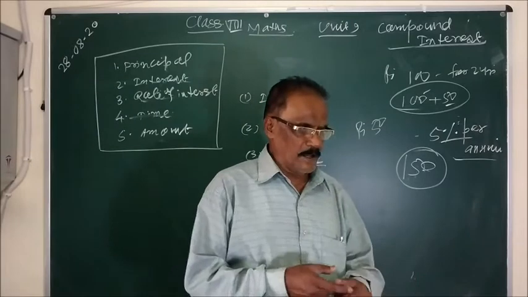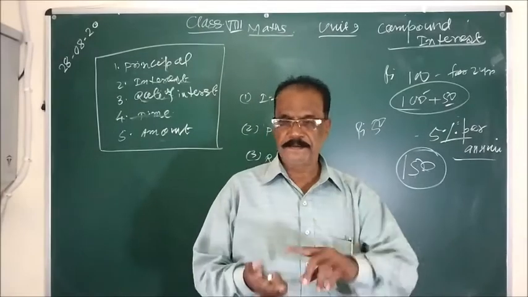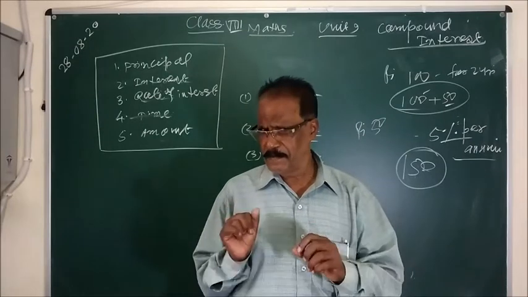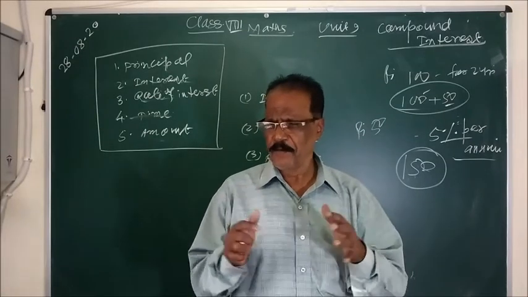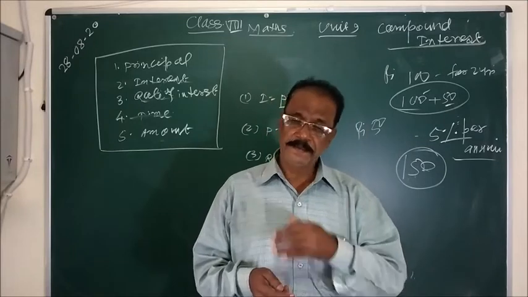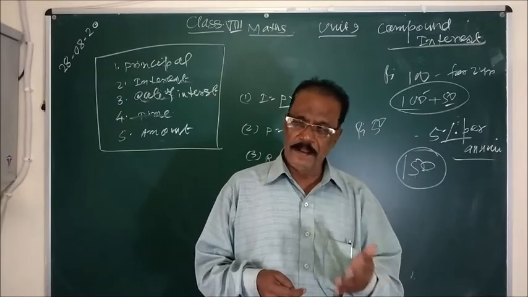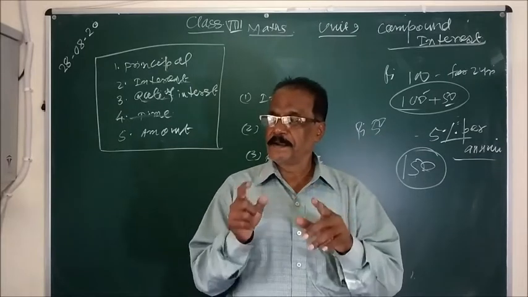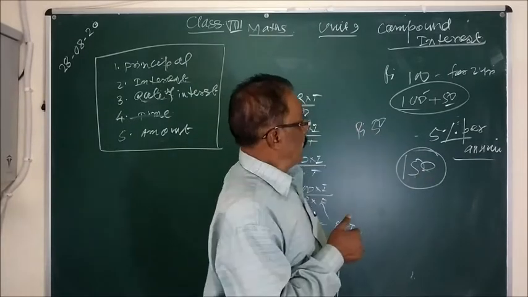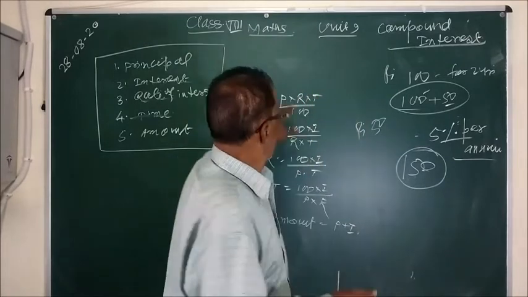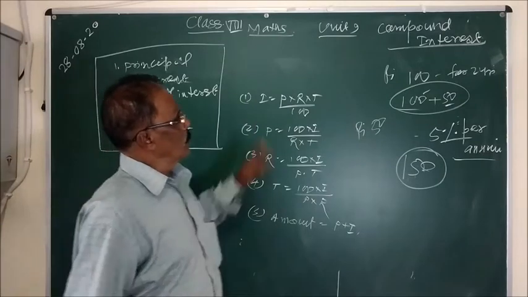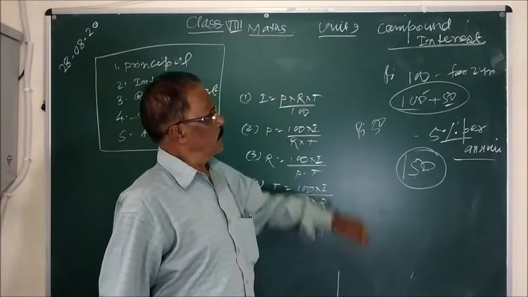I was explaining what is the difference between simple and compound. Simple interest is added only on the principal, that is for 2 years, 3 years, 4 years. And if the interest is added to the principal and that amount becomes the principal for the next time, that is compound interest. So today I have explained these terms, principal, interest, rate of interest, time and amount, and the difference between simple and compound interest.